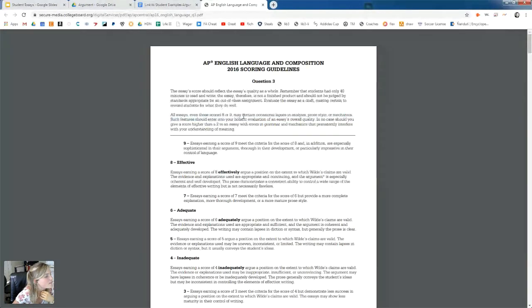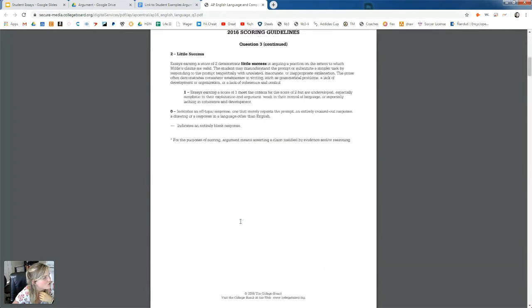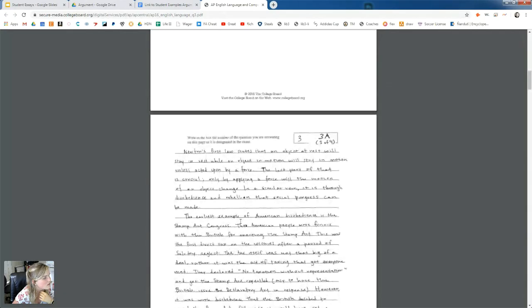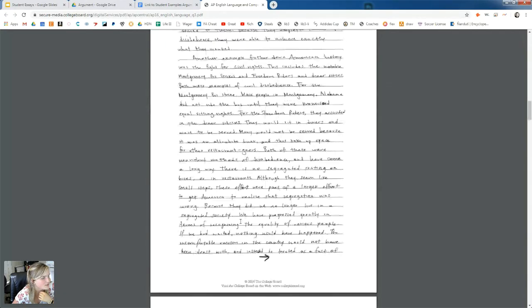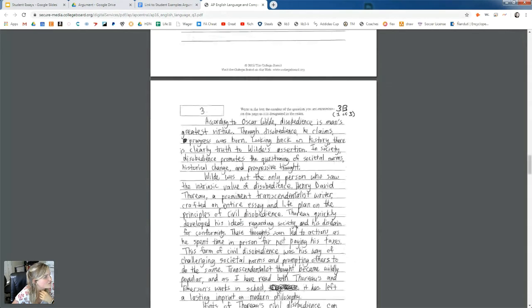Essays earning a score of 8 effectively argue a position on the extent to which Wilde's claims are valid. The evidence and explanations are appropriate and convincing of the argument. So I'm not sure what Wilde's claims are, but I'm sure we can figure it out as we begin to read. I'm not going to try to read that one. Let's go with this one. Okay. Oh yeah, I know what this one is.